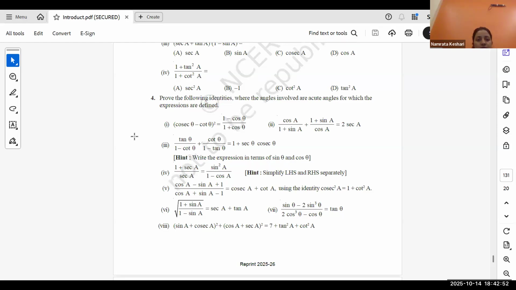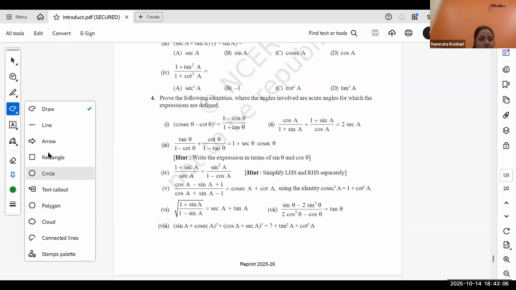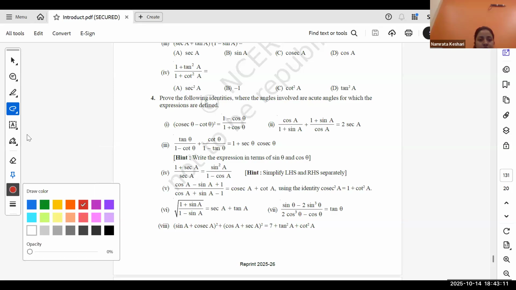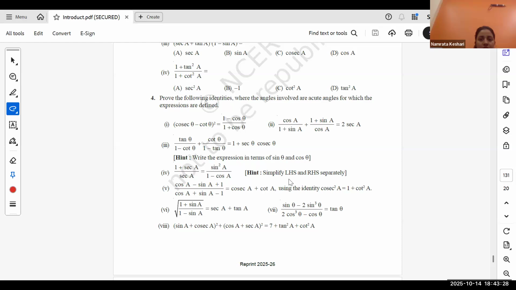Here, question number 5. When you do question number 5, it requires a certain trick. We need to use a certain trick to do it. Let's do it. Here we have cos A minus sin A plus 1, the subpart 5. Can you see 5 over here? Can you see the screen? Yes, ma'am. Okay, so this 5 requires a certain trick.